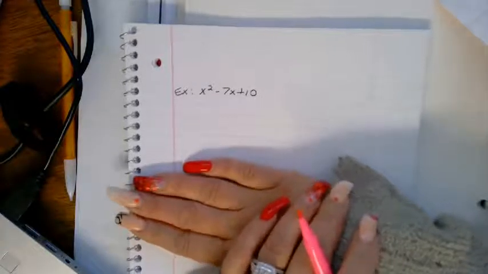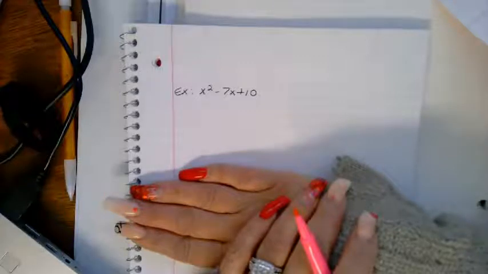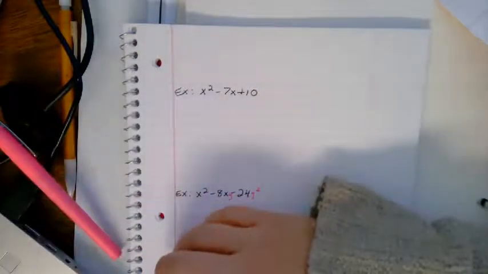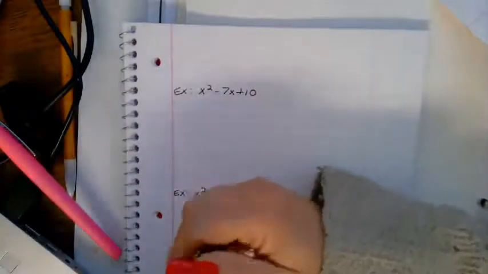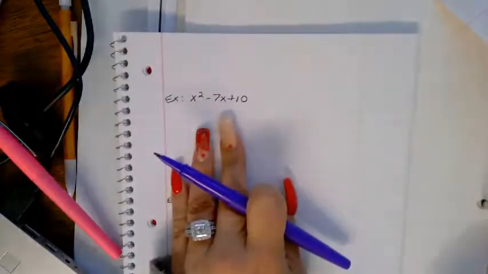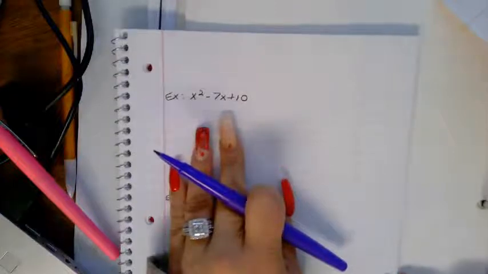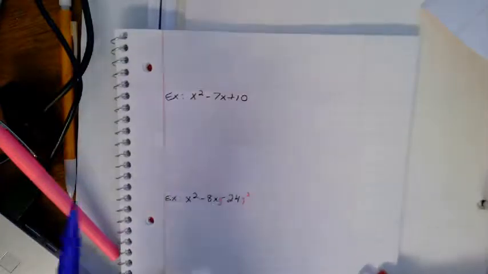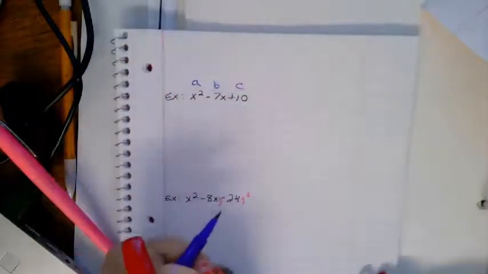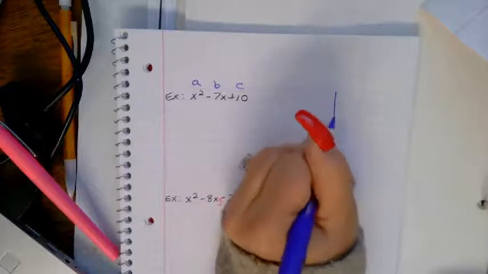And then tell me, is this in descending order? Yes, good. Okay, so there's no GCF we can find in this, right? So we're going to jump to finding our numbers. That's our table, right? And remember, this is A, because it's in descending order, this is B, and this is C. Okay? So let's do our chart on the side.